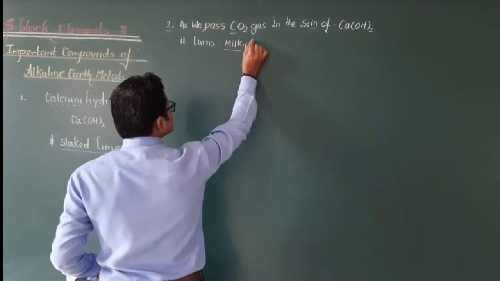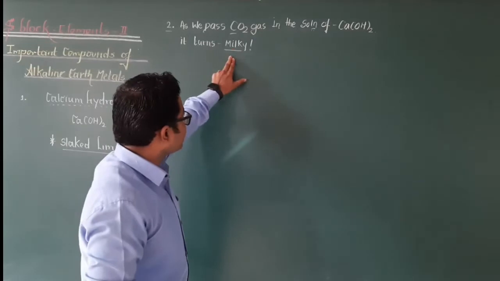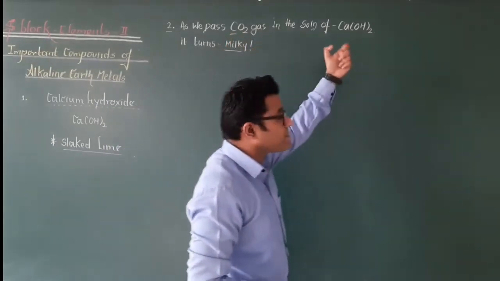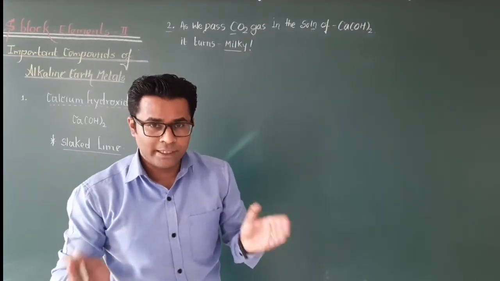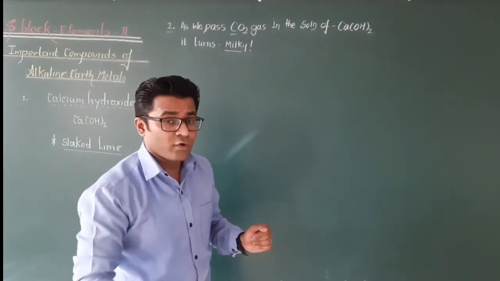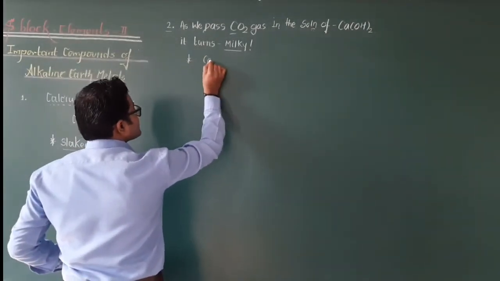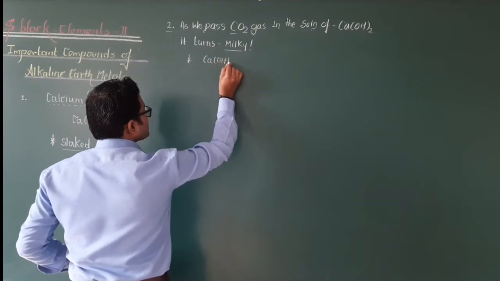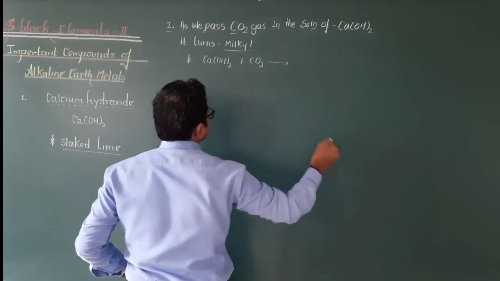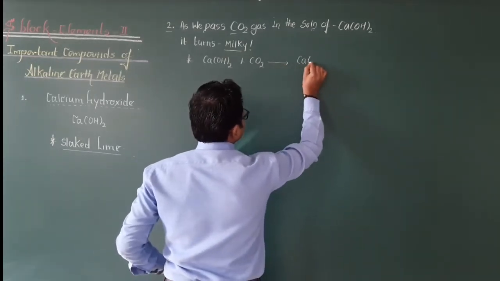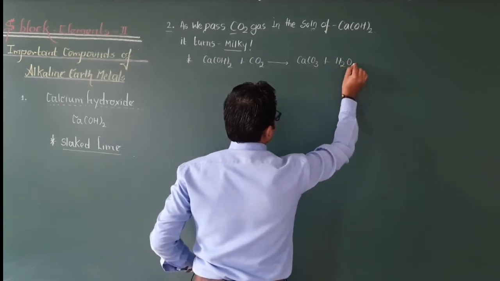What is happening is it is turning milky. Why it is turning milky is because carbon dioxide on reaction with calcium hydroxide gives us a precipitate of calcium carbonate. Okay, we'll observe the reaction of calcium carbonate and it occurs something like this. So Ca(OH)2 plus carbon dioxide gives us calcium carbonate along with elimination of a water molecule.